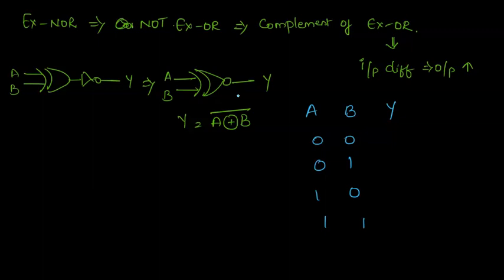Here output will be high if the inputs are different. So this is opposite of that. So here output will be high when the inputs are same. So only these two scenarios we have. Remaining cases will be 0. So this is how XNOR gate can be realized.